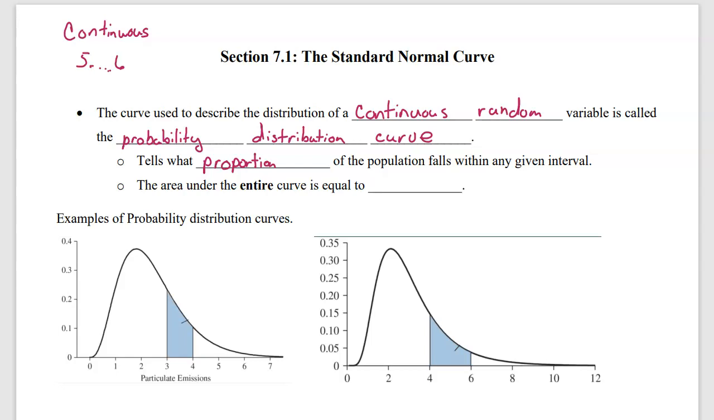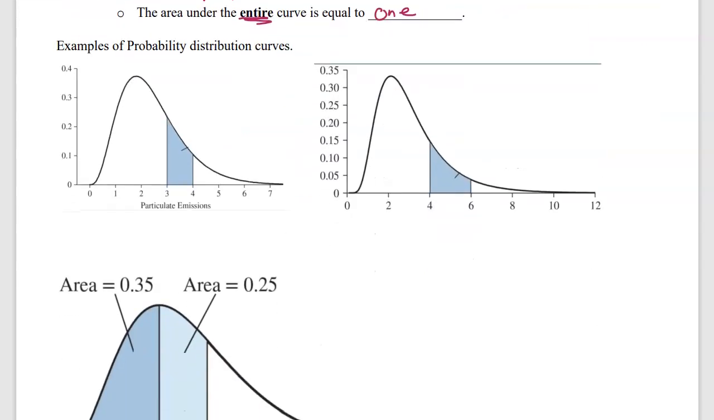The area underneath the entire curve is going to be equal to 1. That's because, remember, all of our probabilities must add to 1. We also have to remember that probabilities must be positive, and so forth. Now here's a couple of examples of probability distribution curves.